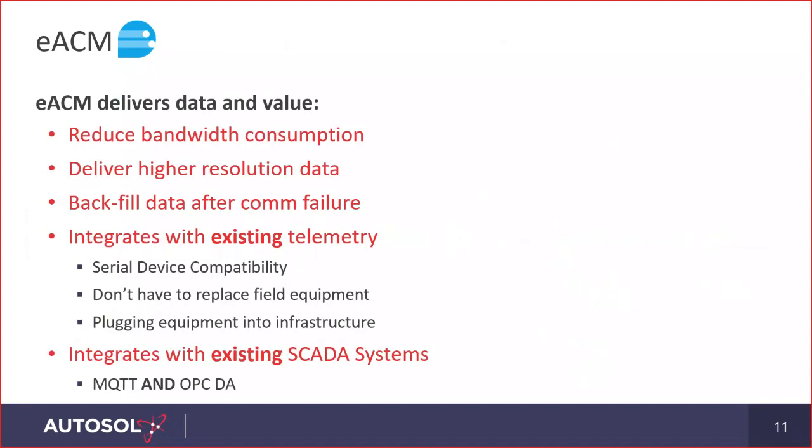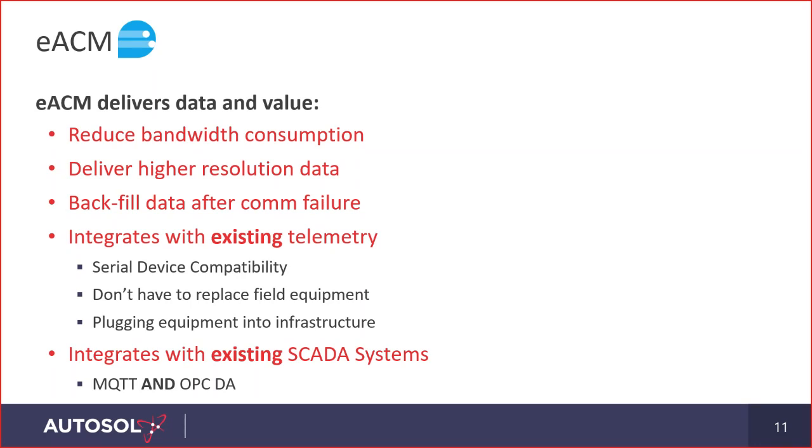So here are all the ways that eACM delivers both data and value to the systems in which it is already deployed. First and foremost, it reduces bandwidth consumption. This is done from its deployment of MQTT. What that then allows us to do is deliver higher resolution data for the tags that matter most to your operations, as well as backfilling that critical data up to your SCADA system, so that way there's no gaps, not only for operational safety, but also for EPA auditing purposes.